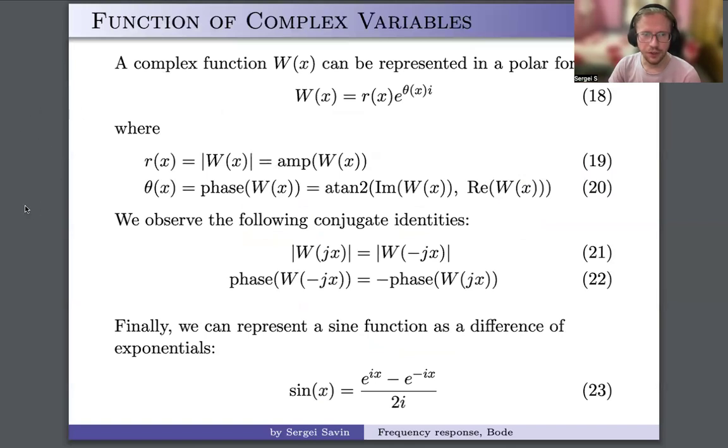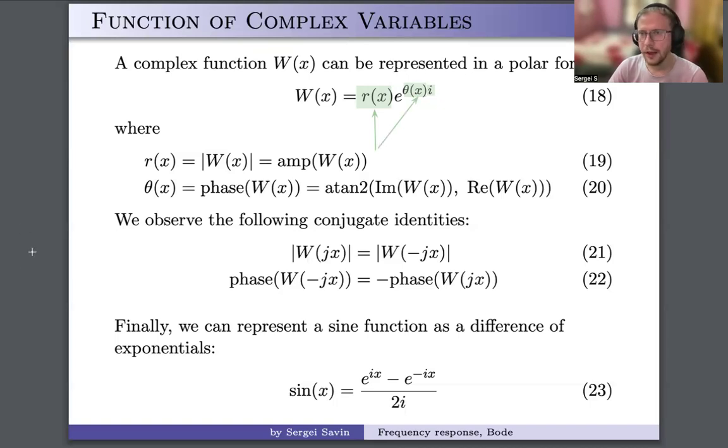Now a few facts from the theory of a function of a complex variable, right? First of all, a complex function can be represented in polar form. In the polar form, a function looks like this. So omega of x is a complex function. In the polar form, it is represented as r of x, which is a real valued function, called the amplitude, times exponent to the power theta of x times i, where theta of x is a phase. So this is amplitude, this is phase, right?